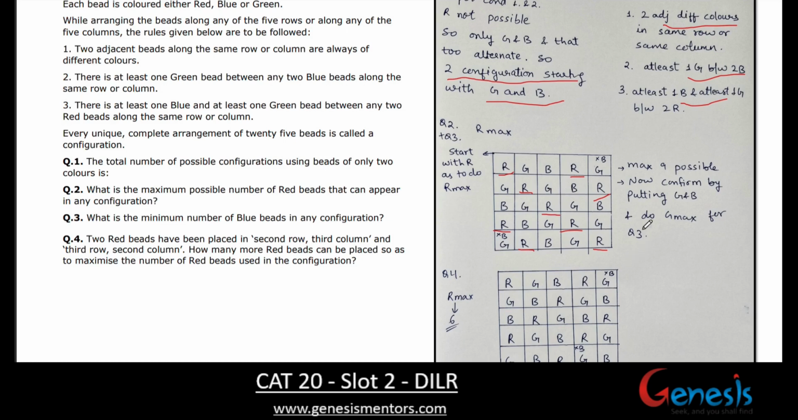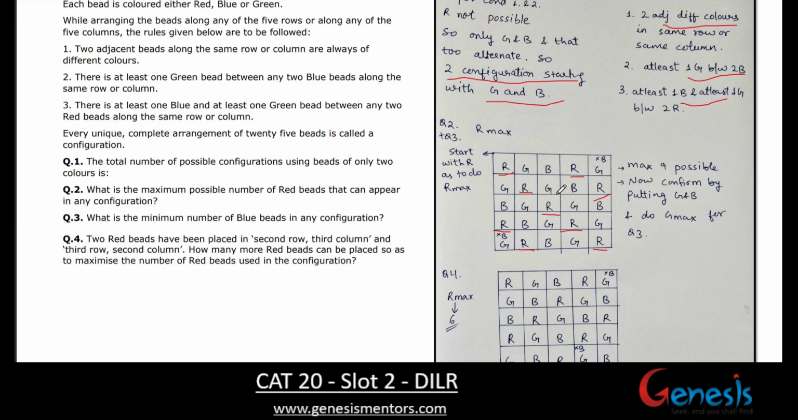But we need to cross-check whether 9 is possible or not. How? We need to put G and B colored beads and fill the grid. And if that is possible with this configuration, then we can key in our answer as 9 maximum. Otherwise we need to check with 8 and so on.